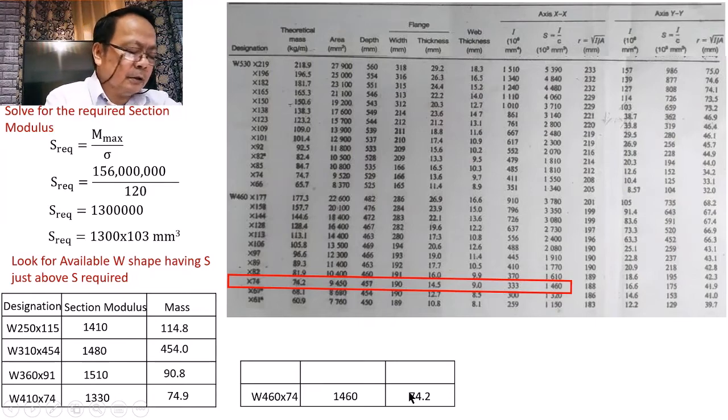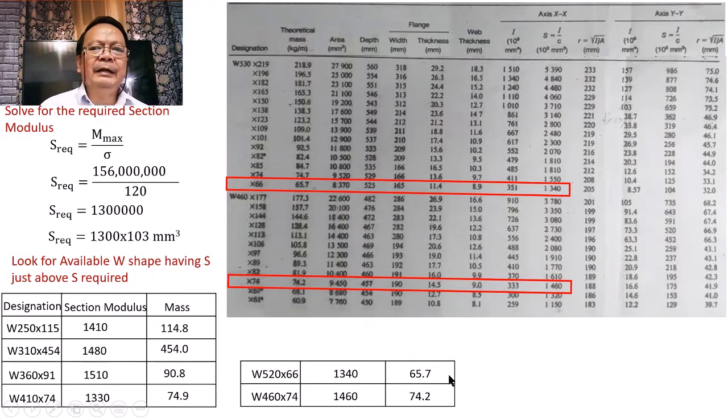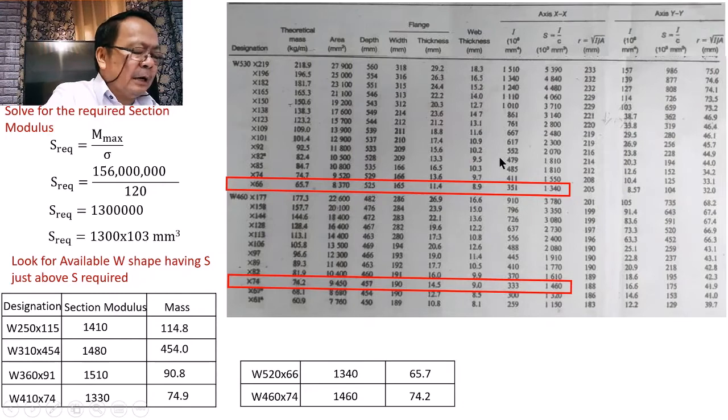And then in the next group, meron tayo dito. Okay, ito yun. Next group is 1,340. Diba? And this will be for W530 by 66. Ayun. Kanyang available is 1,340 at 65.7. Okay? So, meron pa ba sa pinakamalaki?